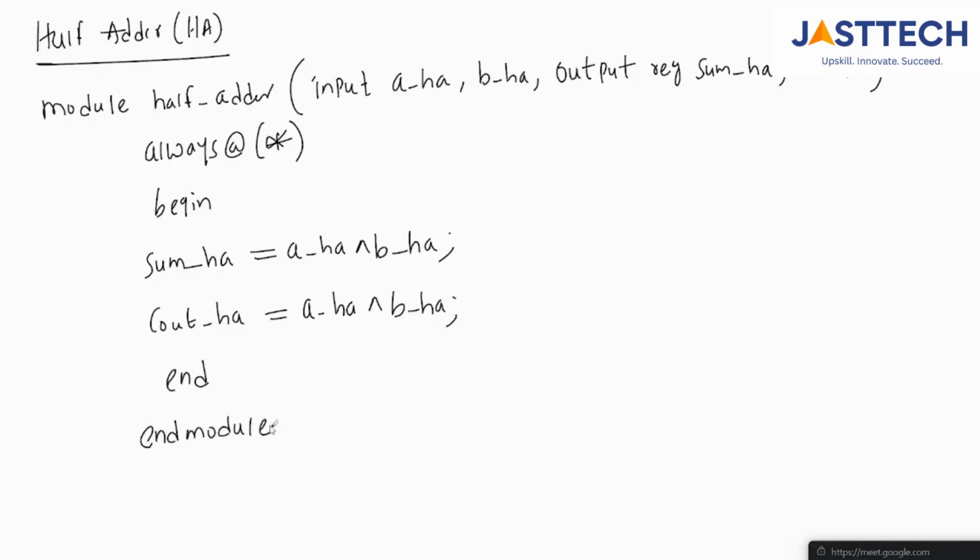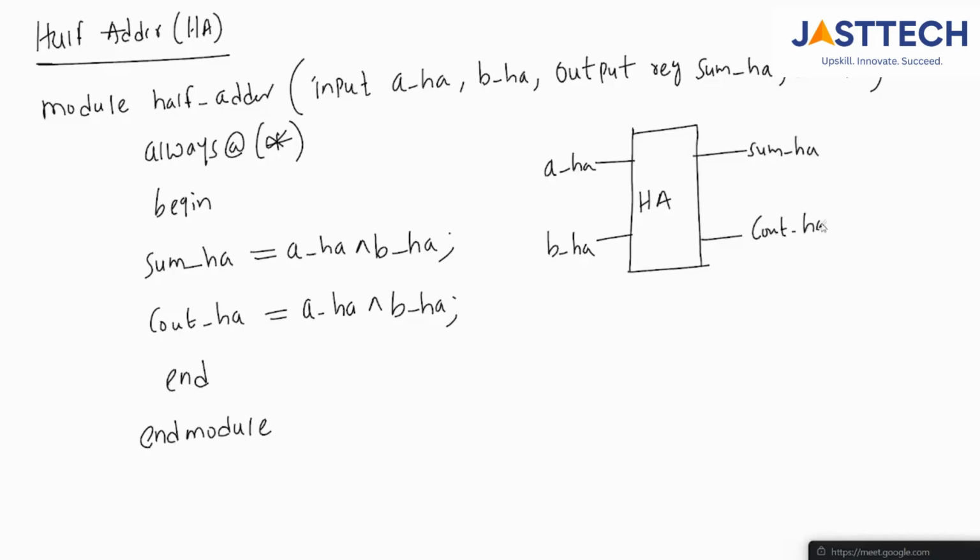So every begin should have an end, and then end module. This is a simple code for the half adder circuit. We already saw the half adder. It consists of two inputs, a underscore ha and b underscore ha, and you have two outputs, sum underscore ha and cout underscore ha. Is it fine? Did you understand this design? Simple half adder code.